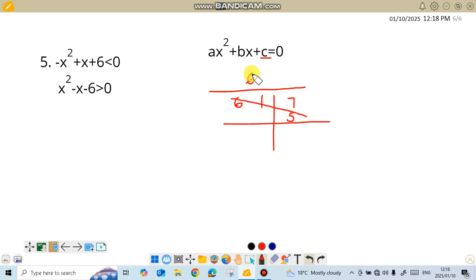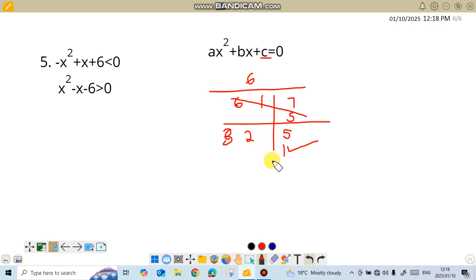We look at other factors of 6. Other factors of 6 are 3 and 2, right? 3 plus 2 is 5. 3 minus 2 is what? Is 1. So 1 is correct because the middle term is 1. So it means the factors are 3 and 2, because when you say 3 minus 2, you get 1.